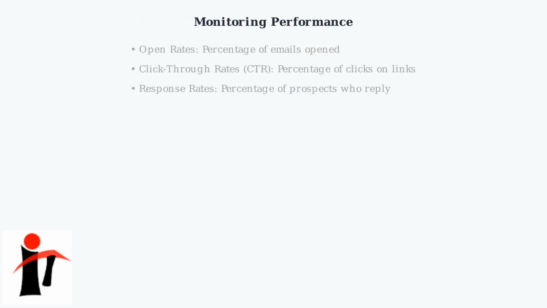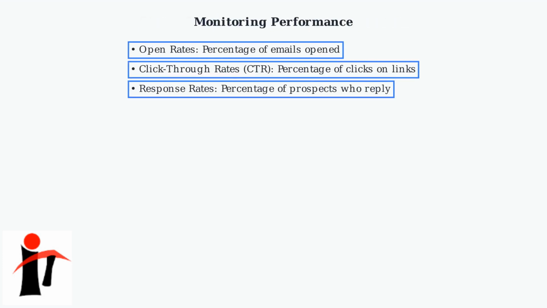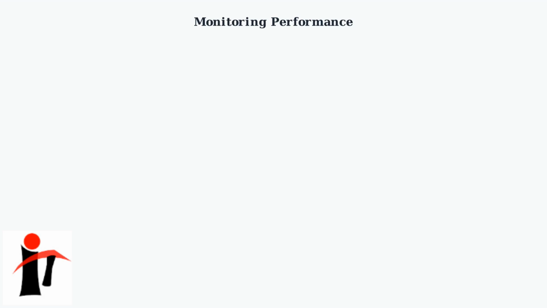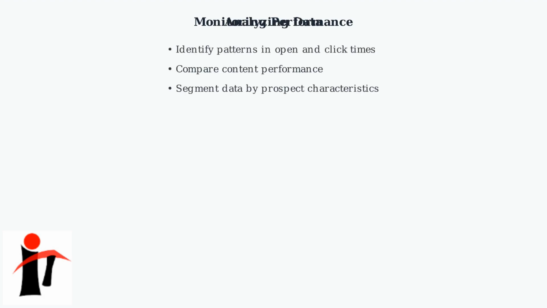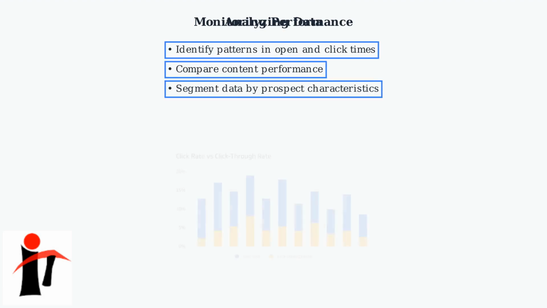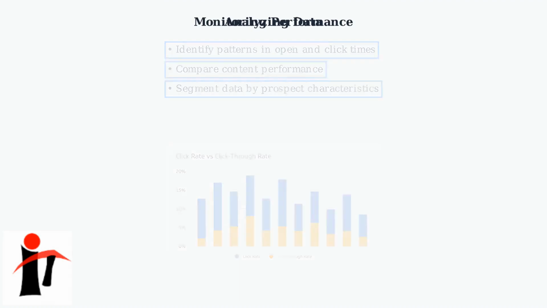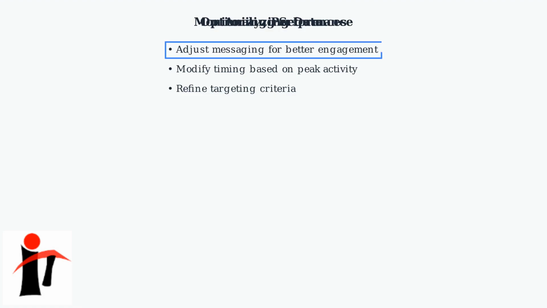Regularly monitor the performance of your sequences to ensure they are effective. Track key metrics that provide insights into how your outreach is performing. Analyze the data from these metrics to identify patterns and areas for improvement. Look for trends in when emails are opened, what content gets clicked, and which prospects are most engaged. Use these insights to optimize your sequences.